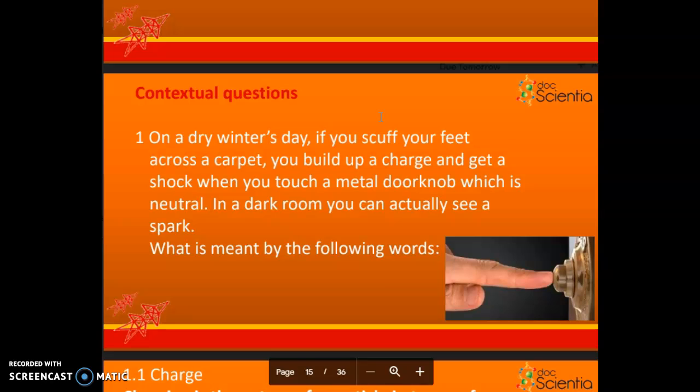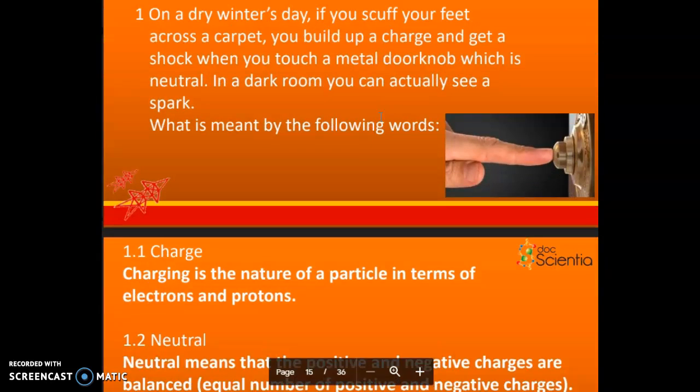Contextual questions. Number 1. On a dry winter's day, if you scuff your feet across the carpet, you build up a charge and get a shock when you touch a metal doorknob, which is neutral. In a dark room, you can actually see a spark. What is meant by the following words?